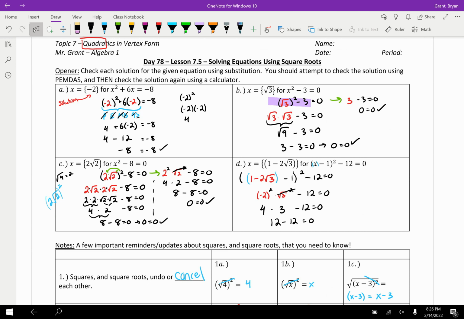We have one more lesson on topic 7, and it's really going to tie everything together that we've done for all of topic 7. We're going to go back to graphs. We're going to be solving equations. It's a really good tie-in to conclude this unit.